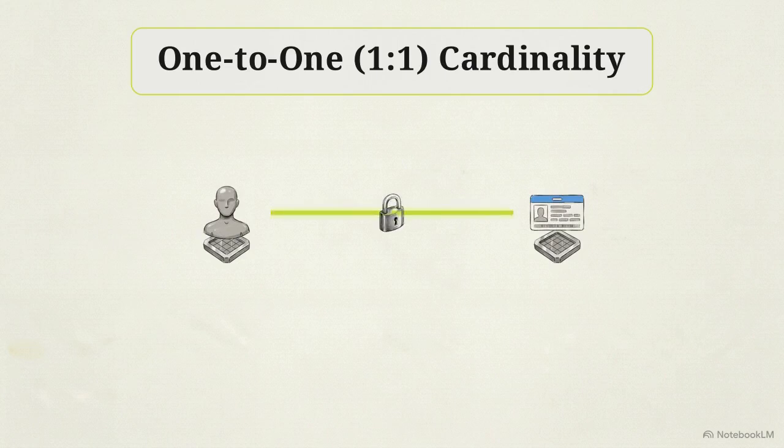Look at this diagram outlining the first type, one-to-one cardinality. Here, a single occurrence in the first table links to exactly one occurrence in the second. In an ideal system, one citizen holds exactly one government ID, and that ID belongs to exactly one citizen.